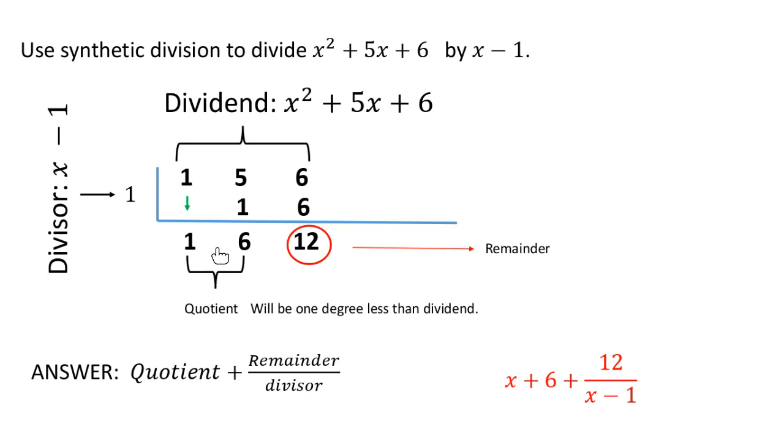Now the quotient, when you're ready to write it, notice that our dividend, the highest power was 2. So when you're going to write your quotient, this 1 will be the coefficient of a power less. So this 1 would be just 1 times x, and so I can just write it as x. And then we have the 6, so plus 6. And then you're going to write your remainder, so plus 12, divided by the divisor, x minus 1. So this is the form that you want to write your answer.